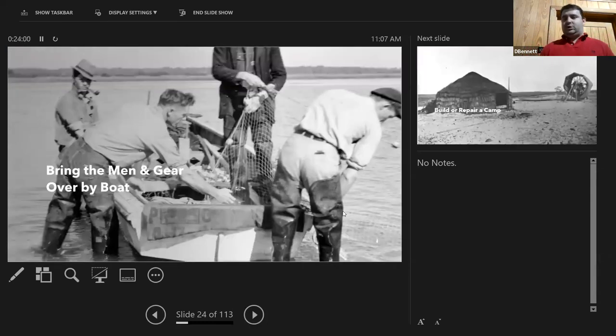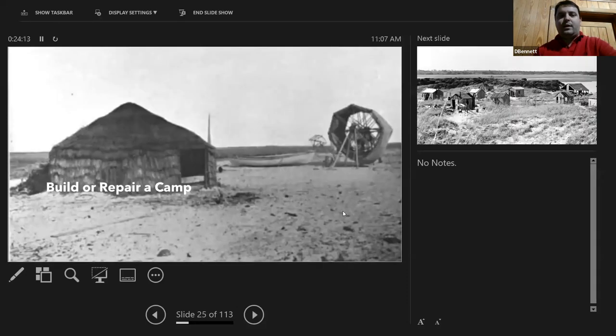Then in around July, August, the men would move all the gear over to usually a barrier island or some secluded location where they would fish. And they'd start setting up their gear out there. And one of the first things they'd do is they would build the camp.